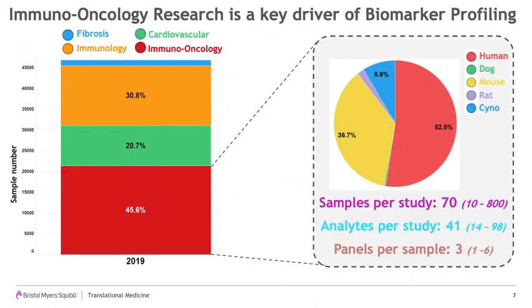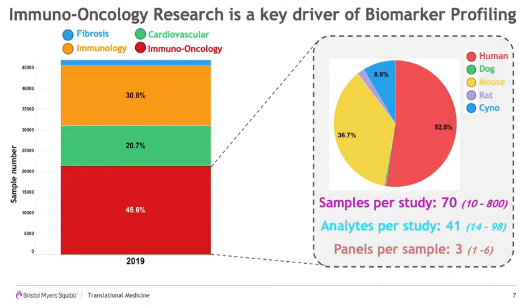Now I want to switch gears a little bit and focus specifically on our immuno-oncology support. Of the roughly 47,000 samples we analyzed last year, almost half came from IO. As you can see in the breakdown, the majority of samples are from human origin, followed by mouse and cyno. On average, each individual study has 70 samples, but the range per study is very wide, from as little as 10 to as many as 800 individual samples.